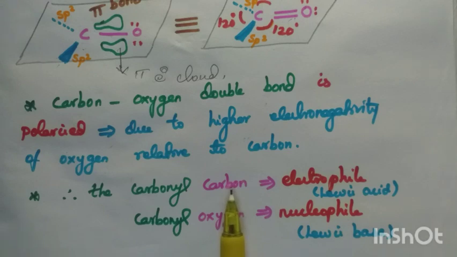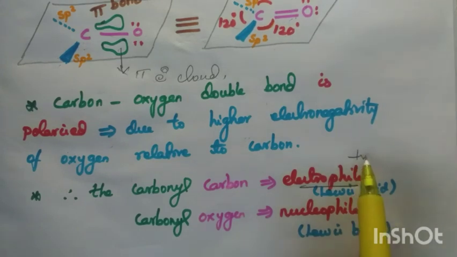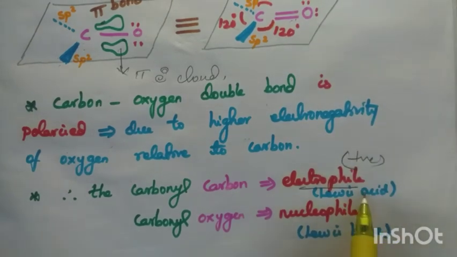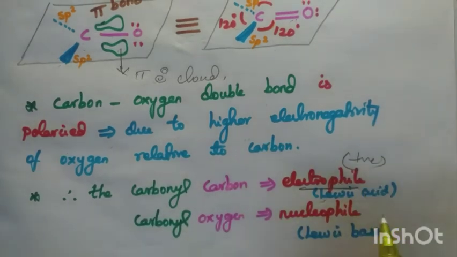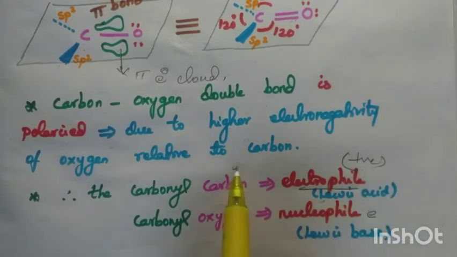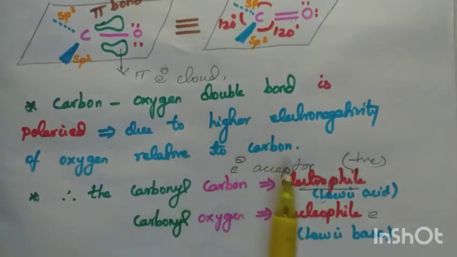Then the carbon becomes positive. Which sign does an electrophile carry? Plus sign, and it is electron deficient, so it is a Lewis acid. Lewis acid means electron acceptor. Since the carbon is positive, it has a tendency to attract the electron, so it accepts the electron. The carbonyl carbon is electron deficient.